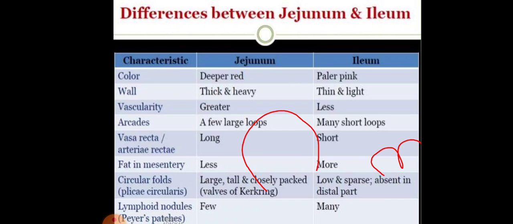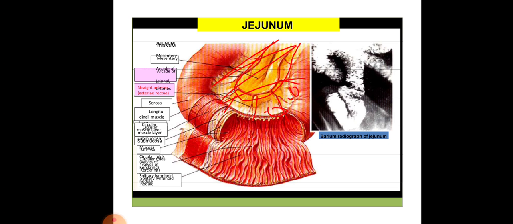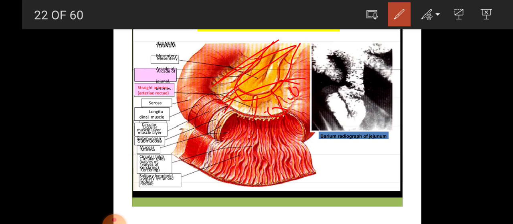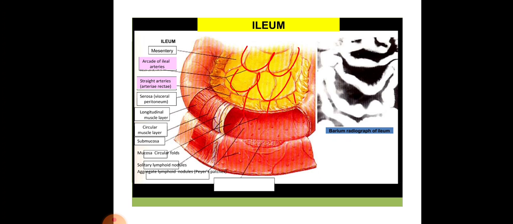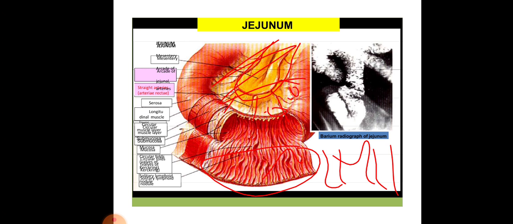Now the circular folds, that is the plica circularis. These are large in case of jejunum and smaller in case of ileum. So plica circularis are what? These are the mucosal folds. Here we can see these zigzag spiral structures. These are the plica circularis. These are larger in case of jejunum and very small in case of ileum.